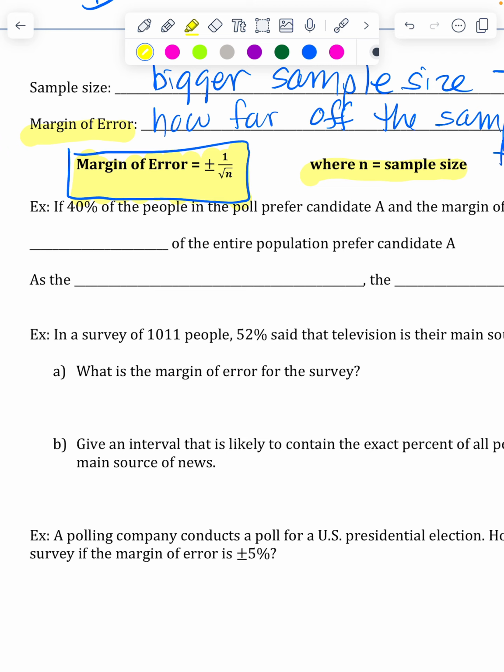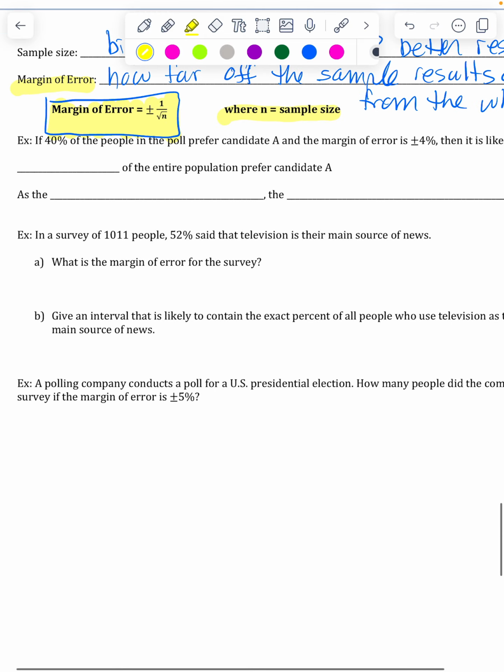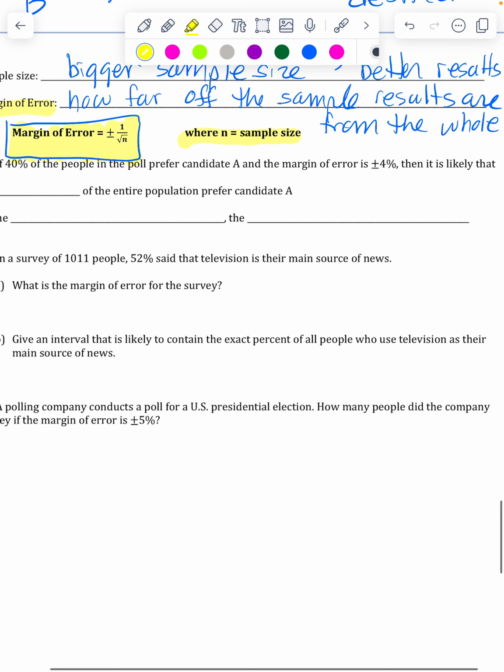So it could be, instead of just being 80, it could be 3 higher than that or 3 lower than that. You're giving yourself like an interval or a buffer. So if 40% of the people in the poll preferred candidate A, the margin of error is 4%, then it is likely that blank of the entire population prefer candidate A.